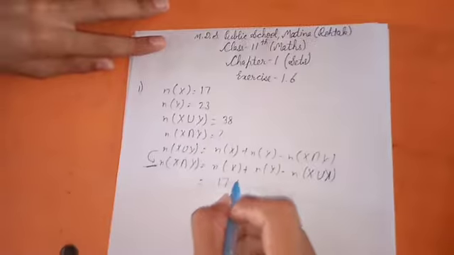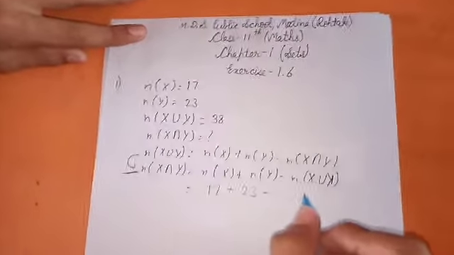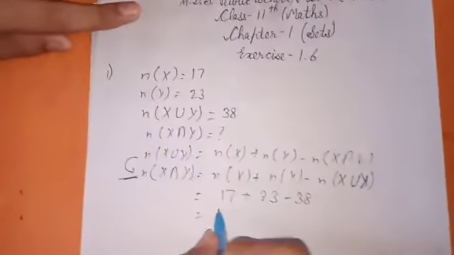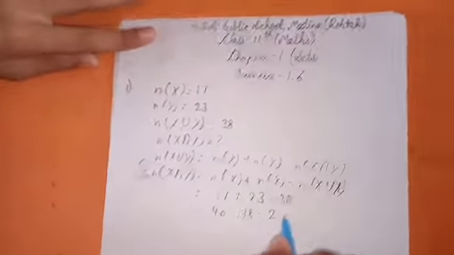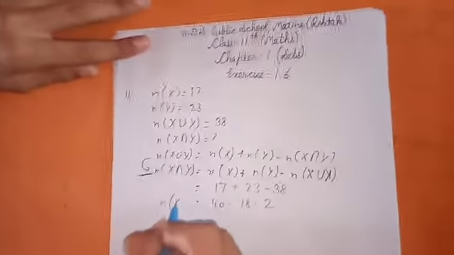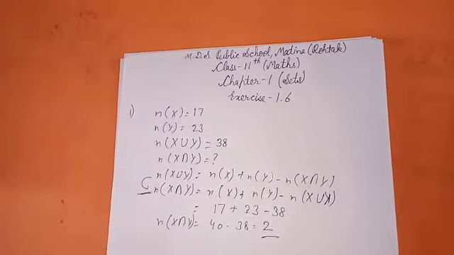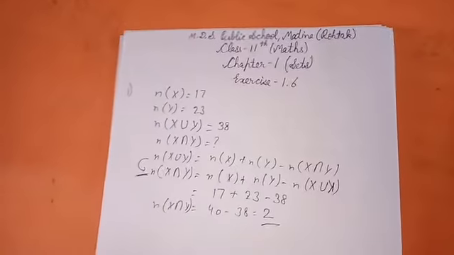n(X) is 17, n(Y) is 23, and n(X ∪ Y) is 38. So it becomes 40 minus 38, that is equal to 2, meaning n(X ∩ Y) is 2. Okay, it was easy. Similarly we have to do question number 2.